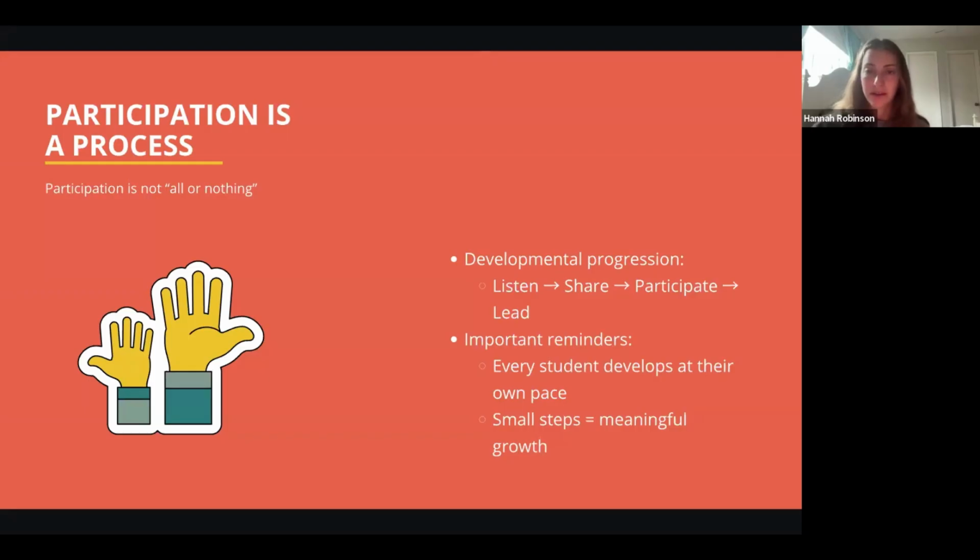participation in their IEP meetings, and then eventually to leading parts or most of their meetings, and wherever they feel most comfortable. And it's also important to remember that every student develops at their own pace, so this is going to look different between each student. And starting off with small steps leads to very meaningful growth and long-term effects in their IEP meetings and in their educational journeys.